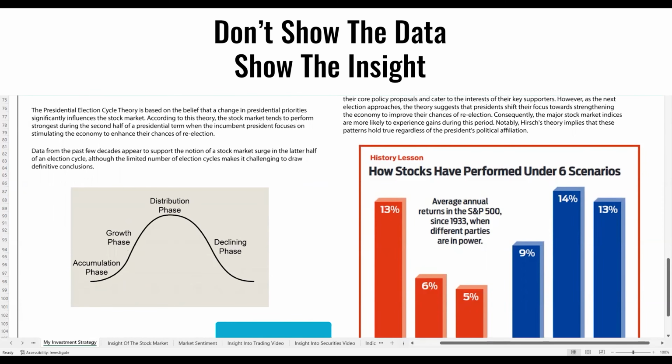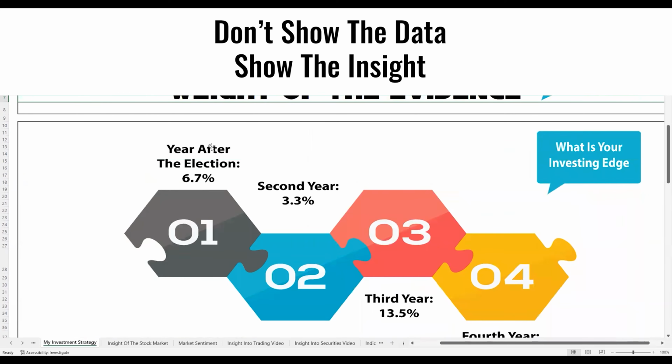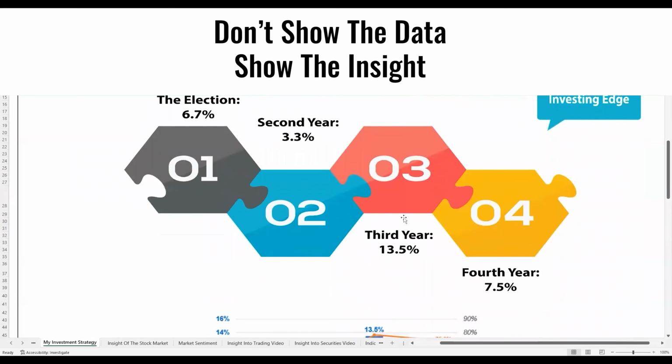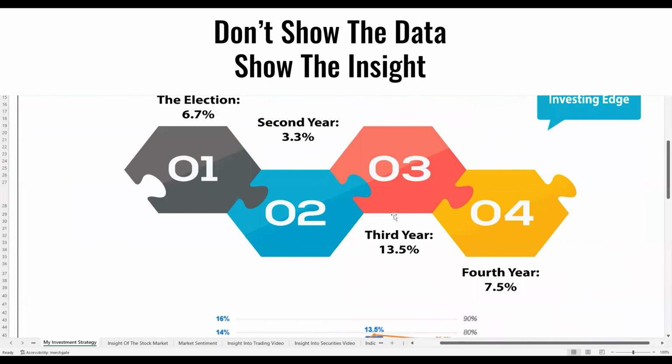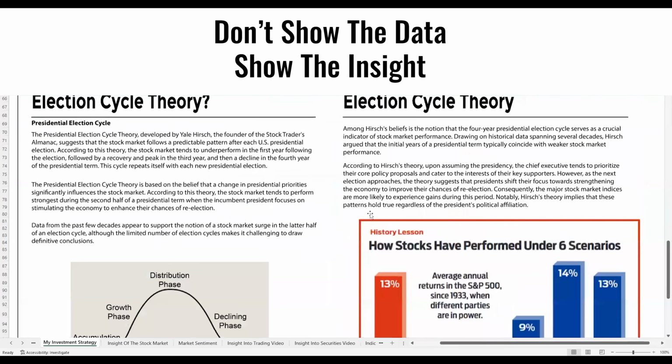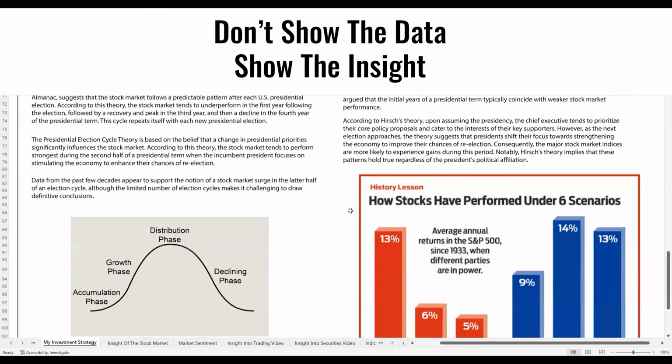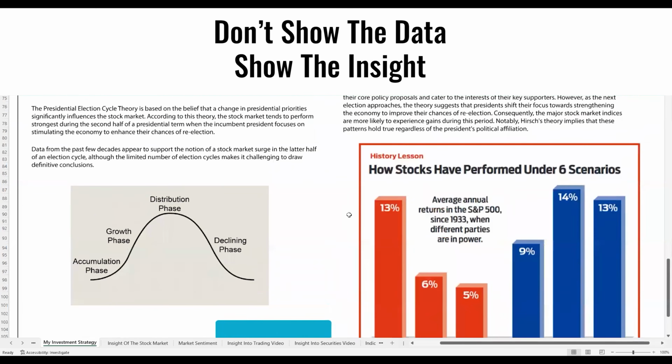The analysis of the S&P 500, a broad stock market index, since 1933 indicates the following returns in each of the presidential cycle years: 6.7% the year after election. Second year, 3.3%. Third year, 13.5%. Fourth year, 7.5%. And that is just using beginning of the year to end of the year, not even trying to look at certain cycles of ups and downs and which stock is doing well. This is just using from beginning to end.